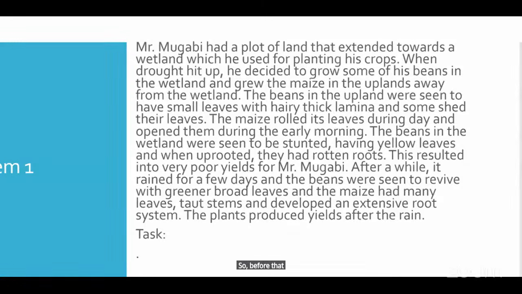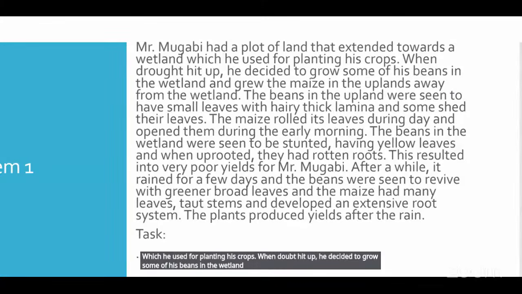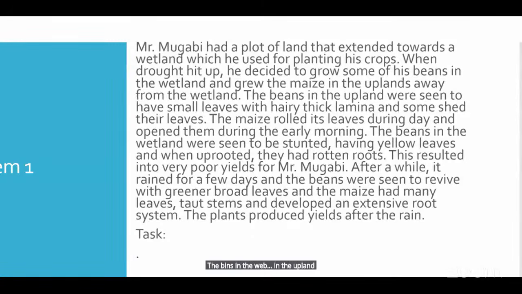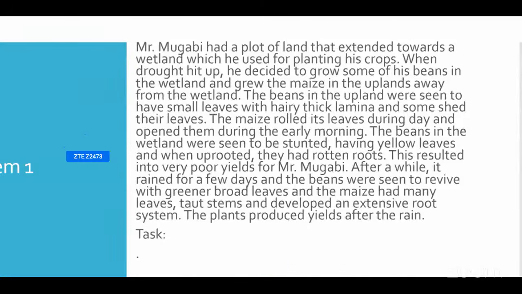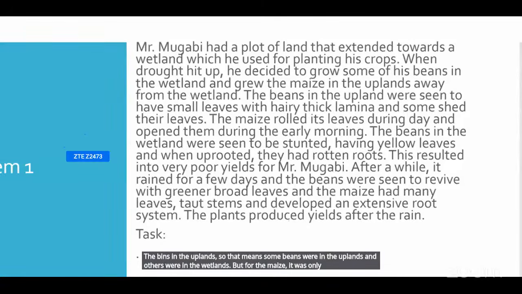So Mr. Mugabe has a plot of land that extends towards the wetland, which he used for planting his crops. When drought hit, he decided to grow some of his beans in the wetlands and grew the maize in the uplands away from the wetlands. So some beans were in the uplands and others were in the wetlands. But for the maize, it was only in the uplands.